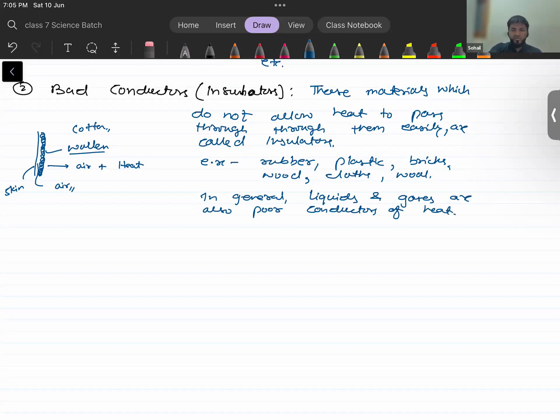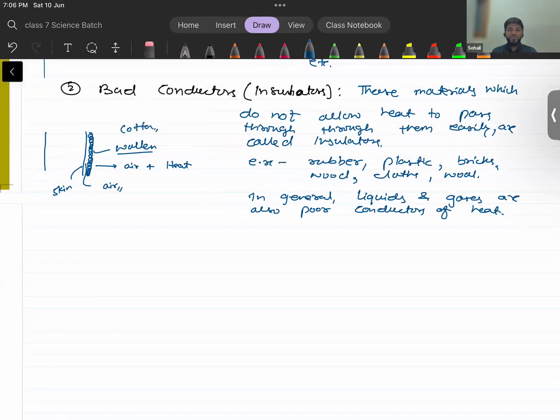As I already told you, the materials which trap air, like woolen clothes, basically do this: since air is a poor conductor of heat, it will not easily allow the heat to pass through it. It will hold the heat. That's why in the winter season, woolen clothes are used.